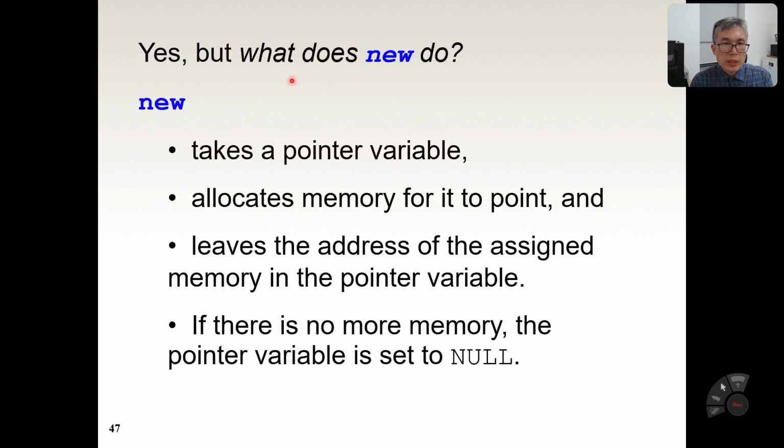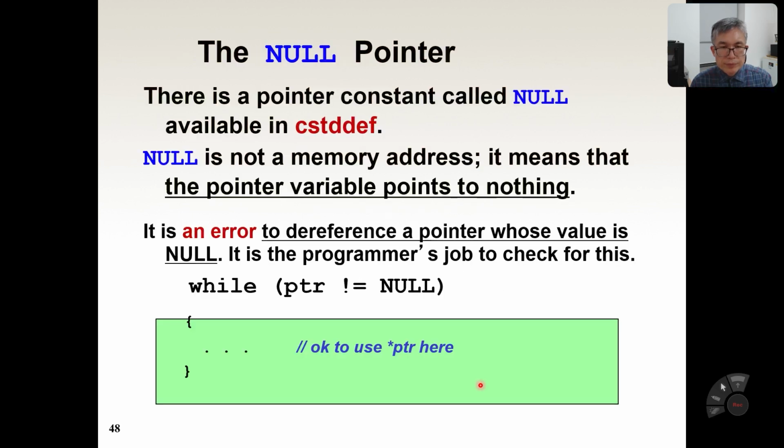So what does new do? New takes a pointer variable, allocates memory dynamically for it to point to, and leaves the address of the assigned memory in the pointer variable. If there is no more memory, the pointer variable is set to null. The null pointer is a constant available in cstddef. Null is not a memory address. It means that the pointer variable points to nothing.